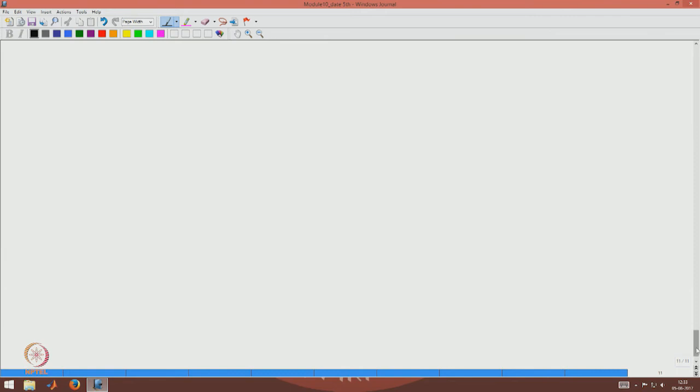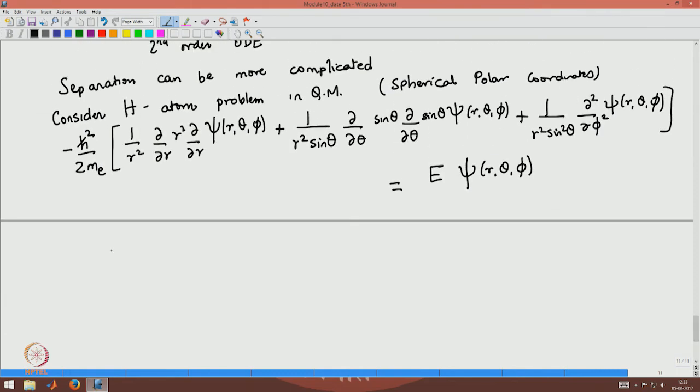Okay. Now in this case, when you separate variables, you write psi of r theta phi is equal to a part that depends only on r and a part that depends on theta and phi. The part that depends on theta and phi I will write as S of theta T of phi.